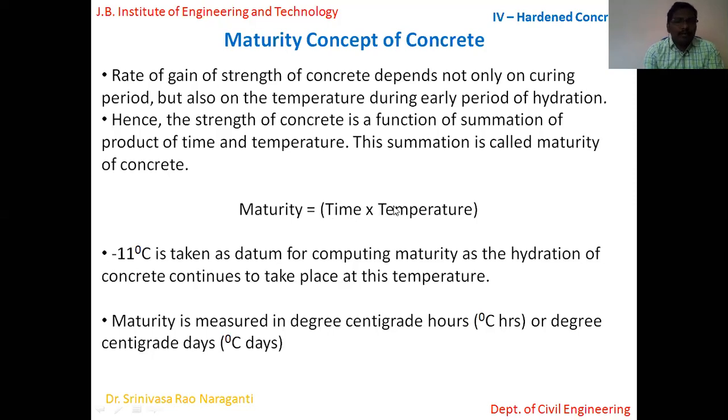Usually, it was found that concrete hydration continues to take place down to a temperature of minus 11 degrees centigrade. That means if you prepare a concrete and keep it in a fridge and maintain a temperature of minus 11 degrees centigrade, you still see the hydration taking place. That is the lowest temperature at which hydration of concrete takes place. Now, maturity is a multiplication of time and temperature. Say you're taking time in hours; temperature is usually measured in degrees centigrade. So the unit for maturity will be degrees centigrade times hours, or degrees centigrade times days if you're taking time in days.